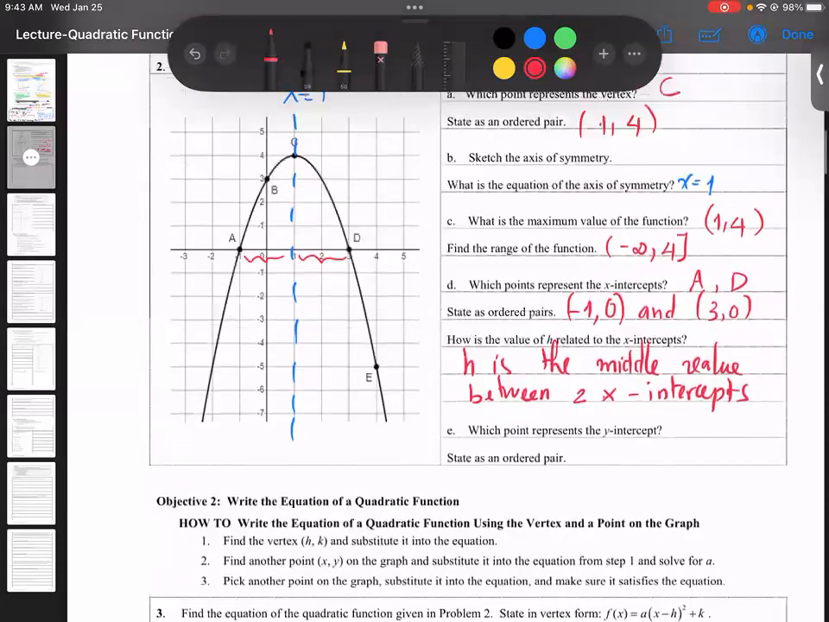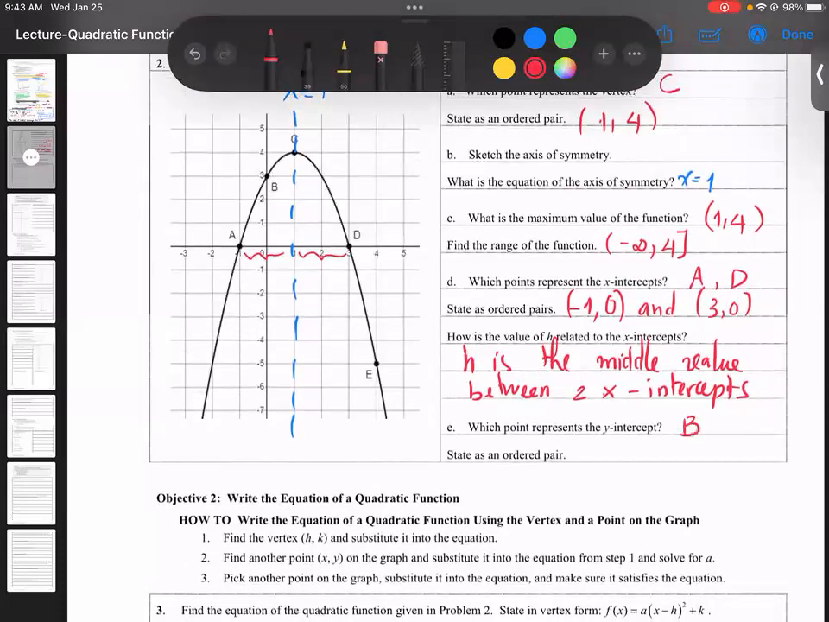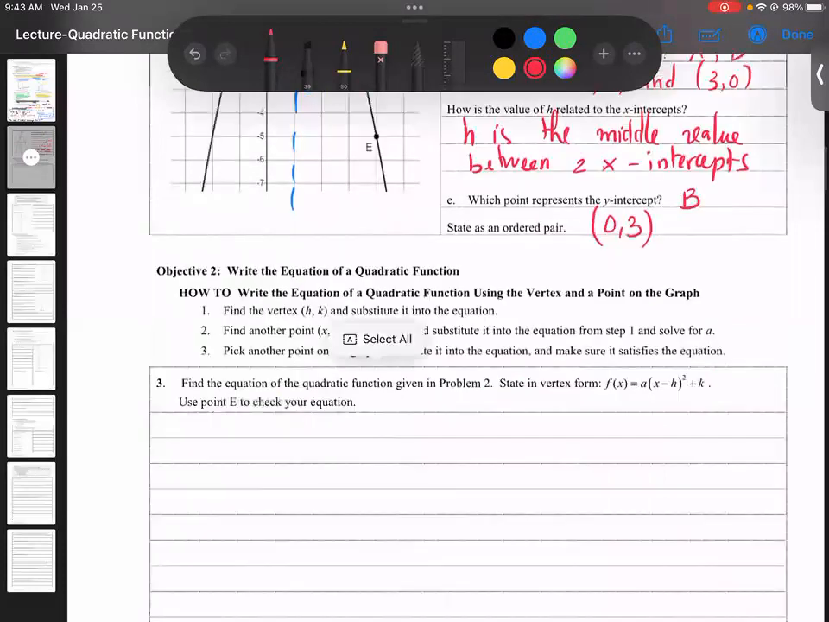The point that represents the y-intercept will be b, right? So that will be (0, 3). Very good. Let's move on. How to write the equation of a quadratic function using the vertex and a point of a graph.